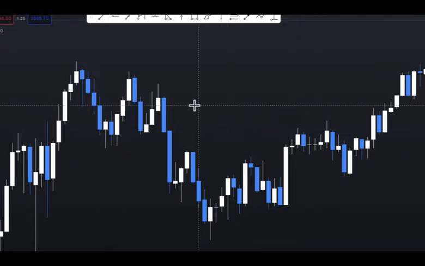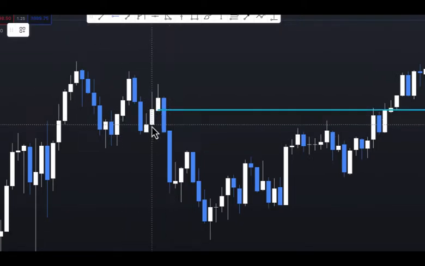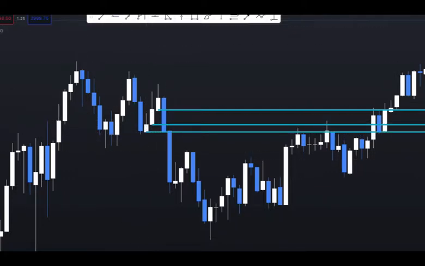So this is a beautiful example that I'm going to show you here. Let's mark each of these levels. And these are great because they're all just bodies. And it doesn't matter if it's a body or a wick. I know your question is, which one of these do you trade? Well, I want to show you something interesting.